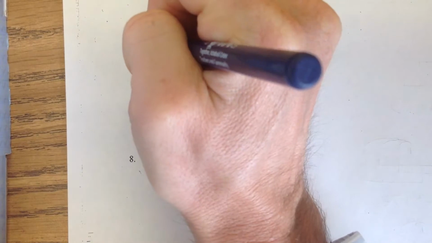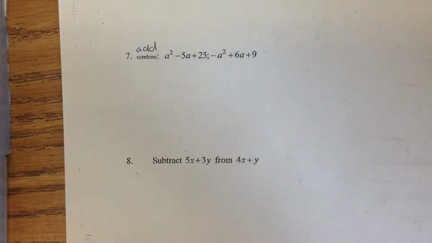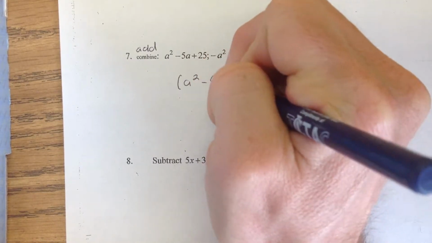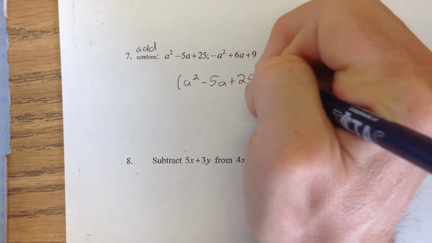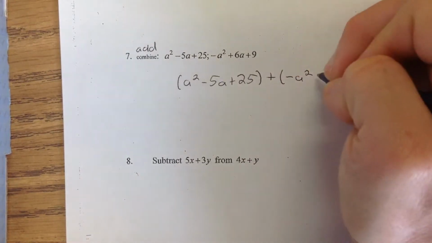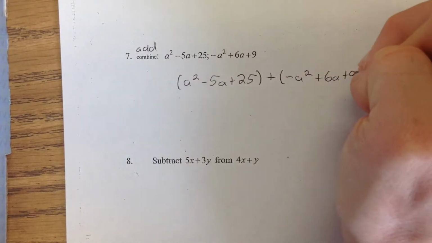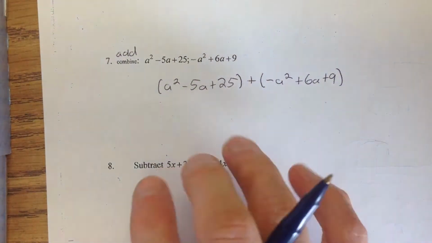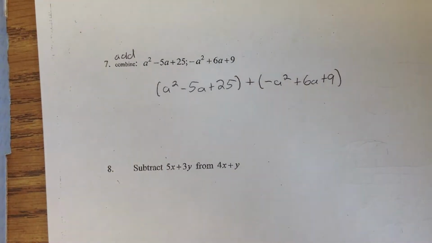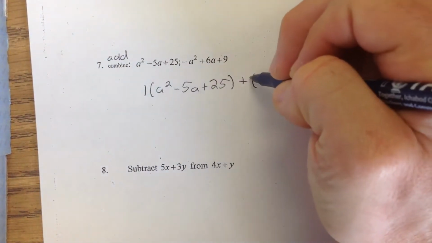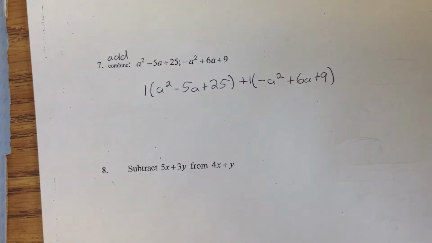So combine is just another way of saying add these together. So if we wanted to, we could rewrite this as parentheses a squared minus 5a plus 25 plus parentheses negative a squared plus 6a plus 9. And I need the parentheses because I'm not just adding one thing, I'm adding the whole group of things together. Now, on this one, they both have positive 1s in front, so nothing is changing.